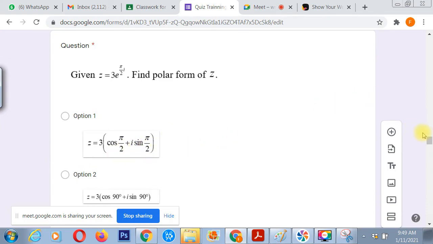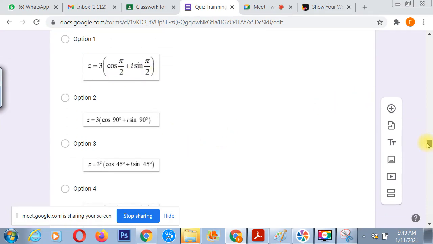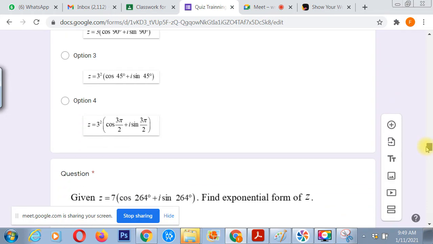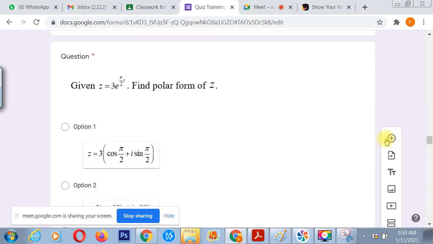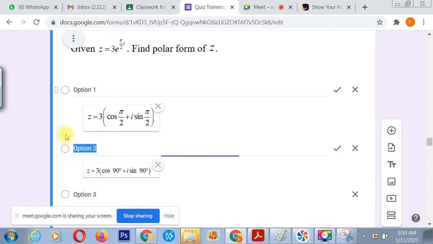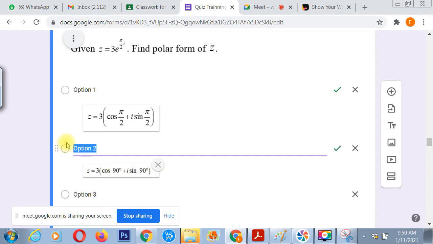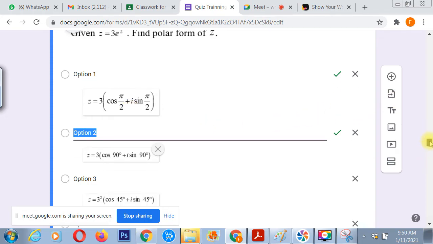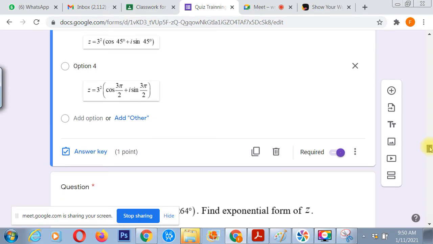So apa jawapan dia ni? Polar form dia kena ada dalam bentuk ni ke? Boleh dua-dua lah. Ada dua jawapan kat sini. Ini sebab dia polar form, dia boleh buat antara dua apa? Radian and degree, tak ada masalah. So ada dua jawapan kat sini. Alright.